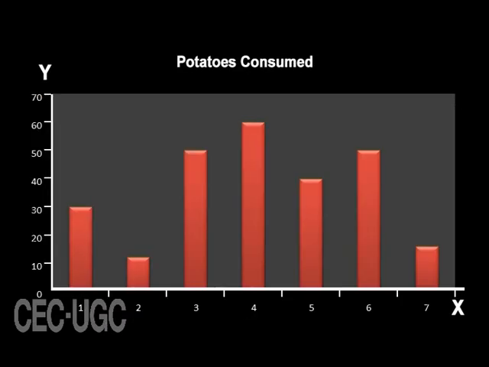Step 4. Give your graph a descriptive title. It should be written at the top or at the bottom of the diagram. All words and figures should be written horizontally to facilitate the reading of the diagram easily. While drawing the bar diagrams, the following points should be kept in mind.